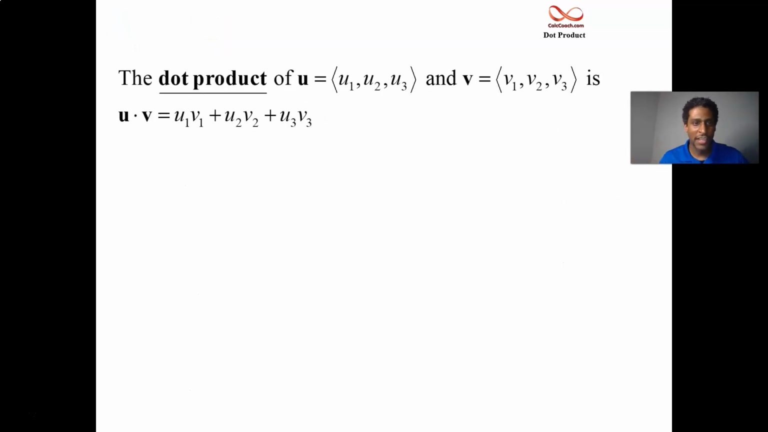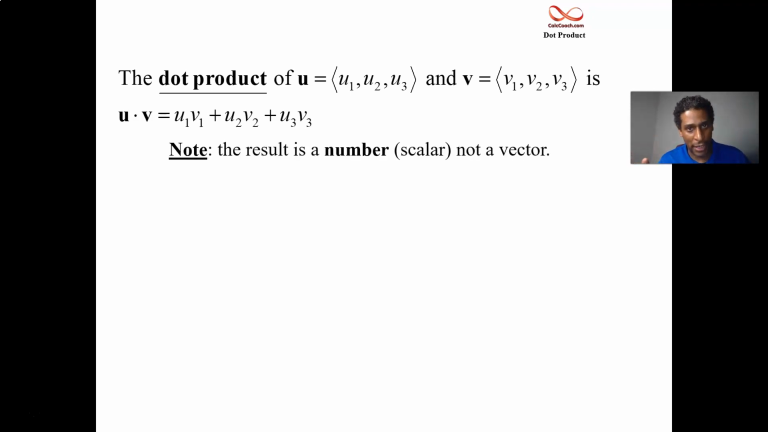Simple calculation. Component wise, we're going to multiply and we're going to add them up and get a number out of that. Okay, so 2 vectors come in, 1 number comes out. It's called the dot product. All right. Sounds good. Simple calculation.